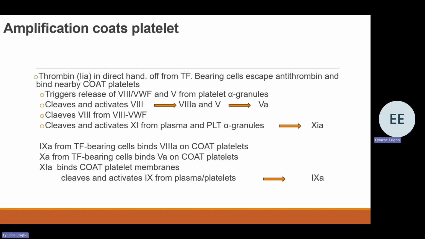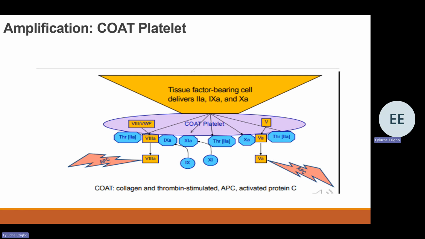It cleaves and activates factor 11 from plasma and platelet alpha granules. The factor 9 from tissue factor-bearing cells binds factor 8 on coat platelets. Factor 10 from tissue factor-bearing cells binds factor 5 on coat platelets. Factor 11 binds coat platelet membranes, cleaves and activates factor 9 from plasma or platelets to activated factor 9. So this is a diagram representing the amplification phase of the cell-based model of coagulation.